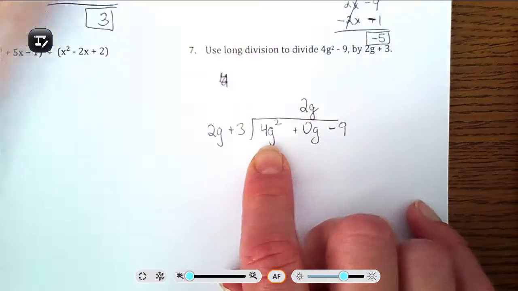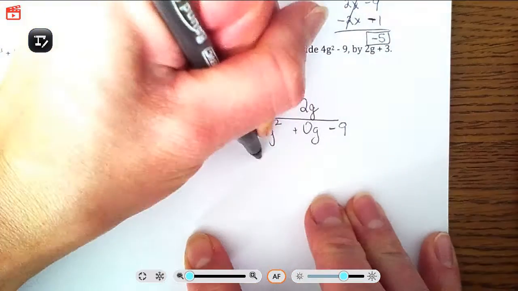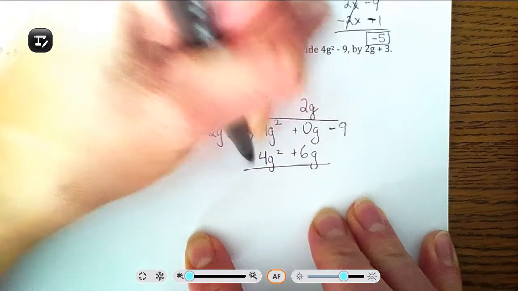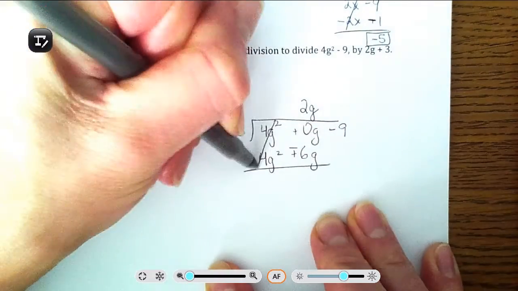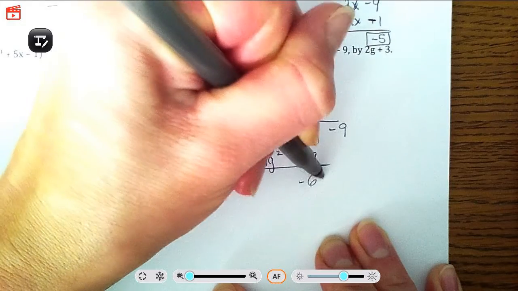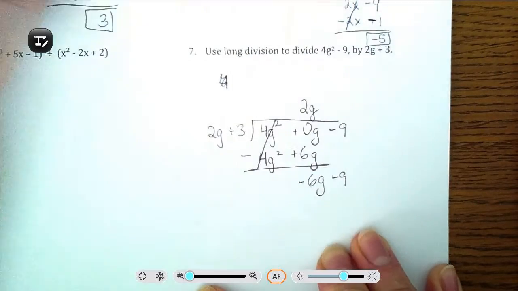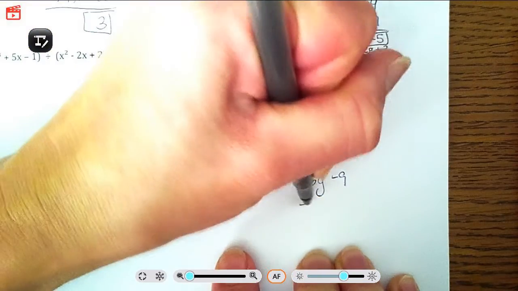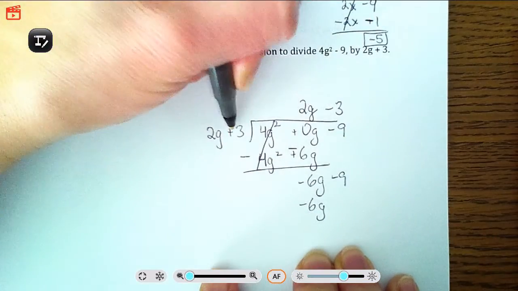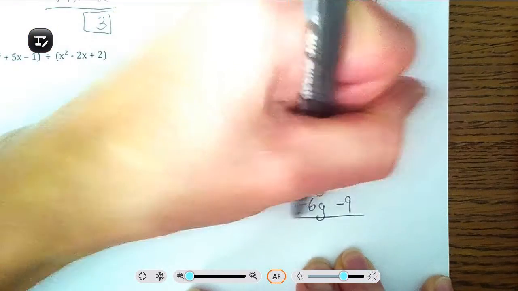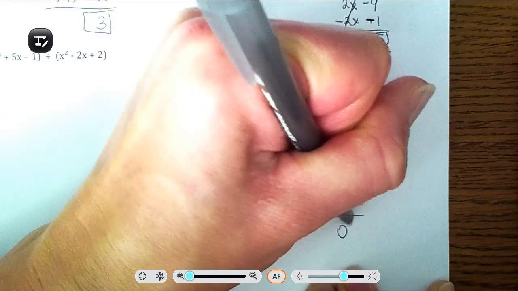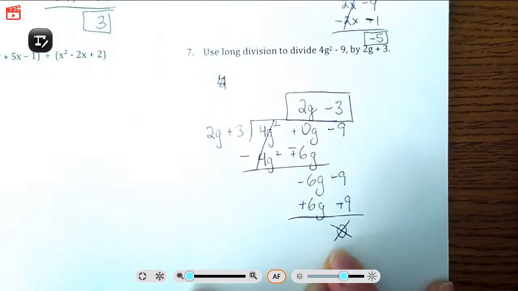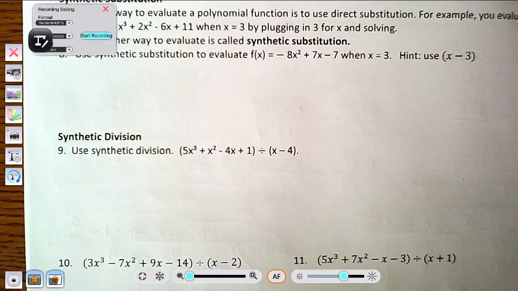Looks like we need to multiply by 2g. 2g times 2g is 4g squared. 2g times 3 is 6g. Slash the signs. 0 minus 6 is negative 6 minus 9. Okay, 2 times negative 3 gets you negative 6g. Negative 3 times 3 gets you negative 9. Slash both signs and you have no remainder. So 2g minus 3 is the final answer.